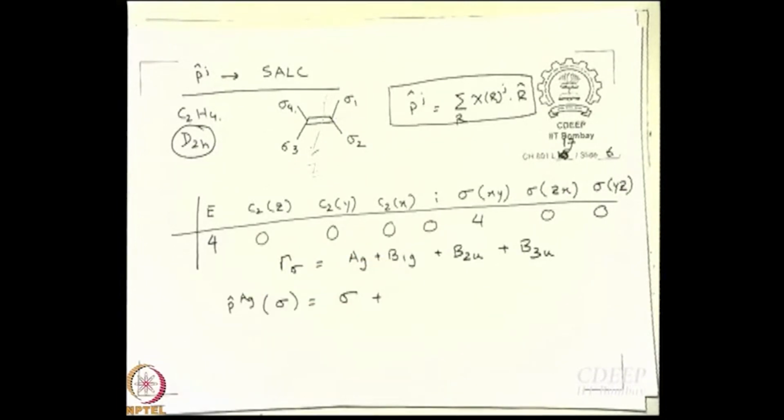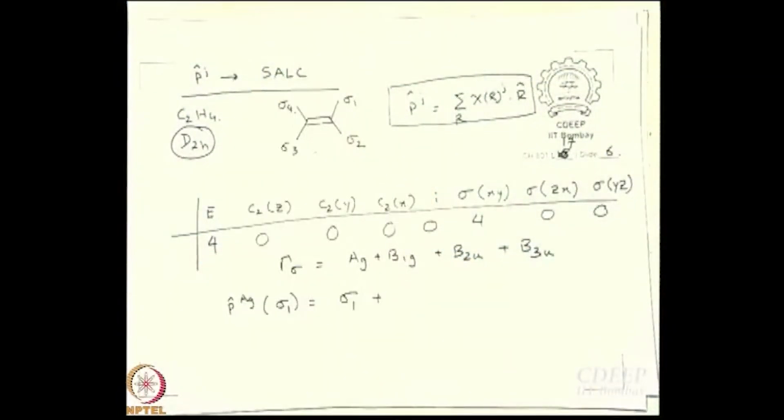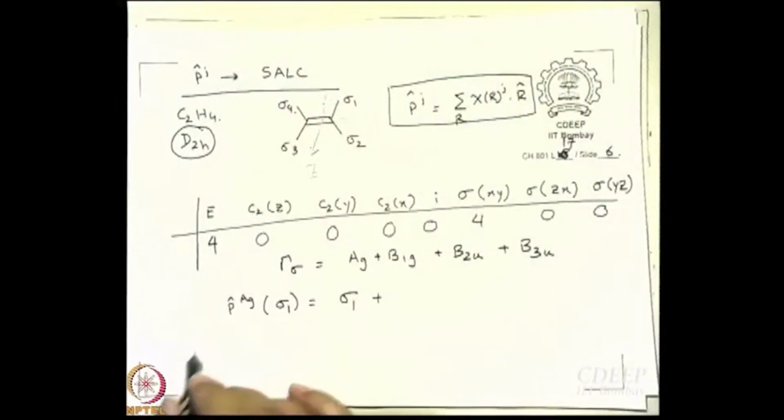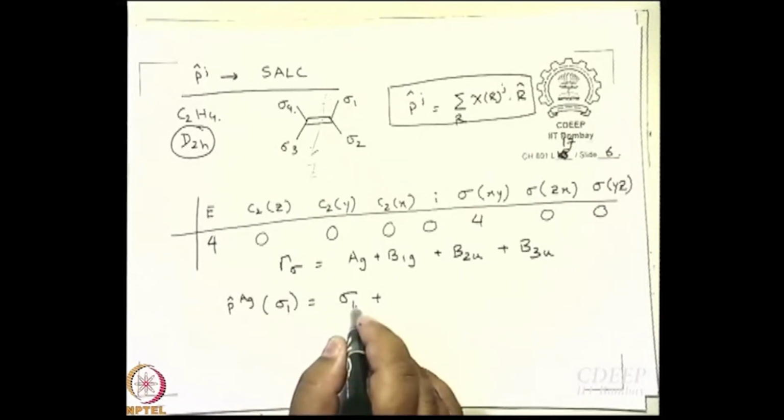What happens when C2 operates on sigma? When C2 operates on sigma, C2Z, what do you get? What am I doing? Sorry, I completely forgot the one. Sigma 1, sigma 2, sigma 3, sigma 4. These are the 4 functions, right? I take the first one, sigma 1. You can take any one, it doesn't matter. You can take sigma 2, sigma 3, sigma 4, anything. But I want to take first things first. So I have taken sigma 1. I am operating the incomplete projection operator of AG on sigma 1, and I am trying to see what I get.